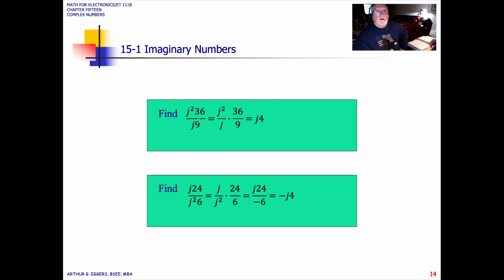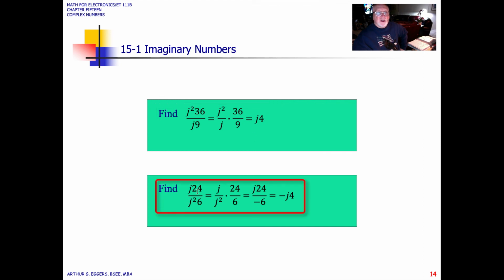Okay, another one here where we have a quotient, j squared 36 divided by j9. You can see we can factor the j's out just like we've done before. You can see what's going to happen is that this term is going to reduce to just j. 6 into 36 is 4, and we're left with j4.